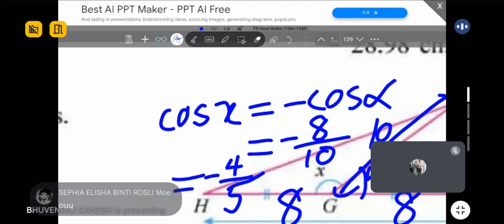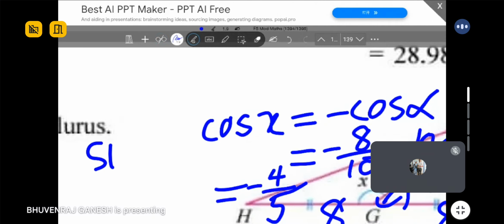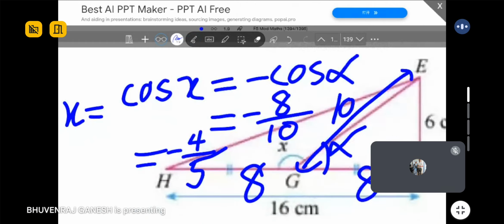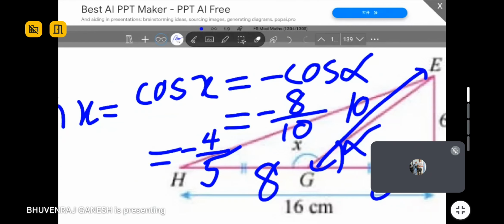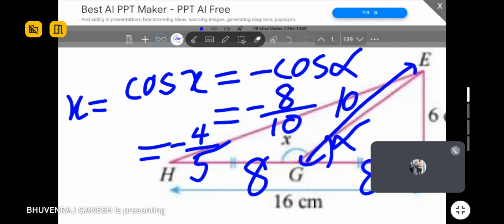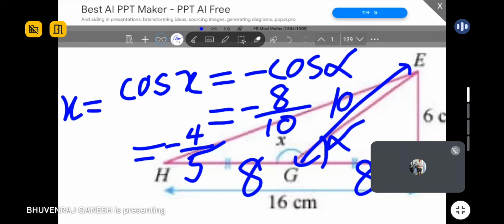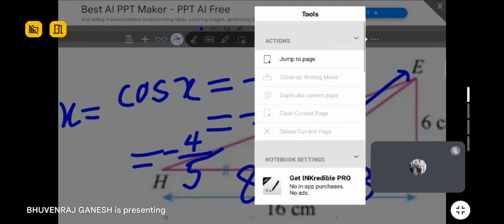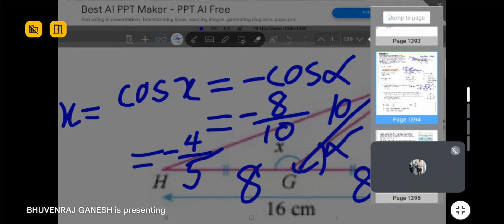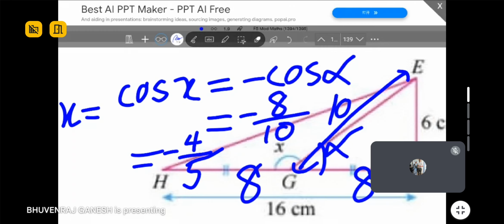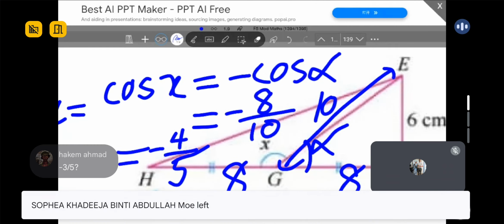Okay, so sekarang saya tanya kamu. You all try to do sin X. What will be your answer guys? Guna segitiga yang ni. What is sin X? Give me the final answer. Jawapan akhir. Anyone? Sin X. Apa jawapan dia? Negative 3 or 5. Okay, Hakim.